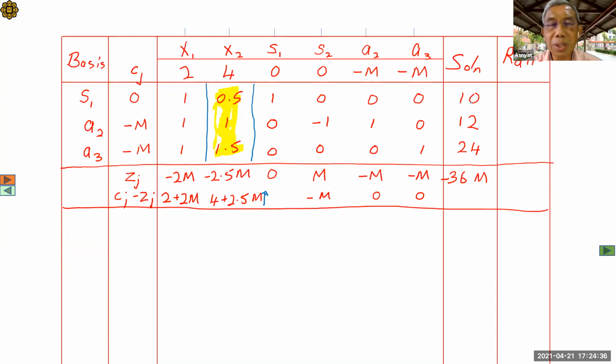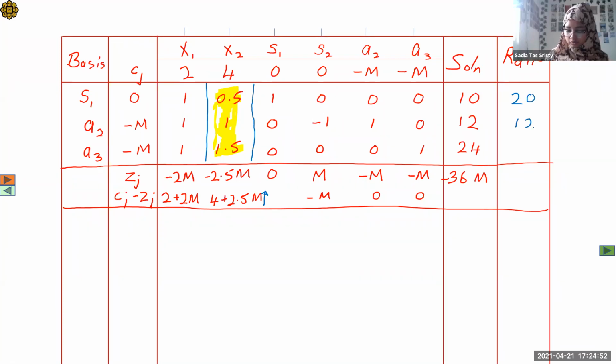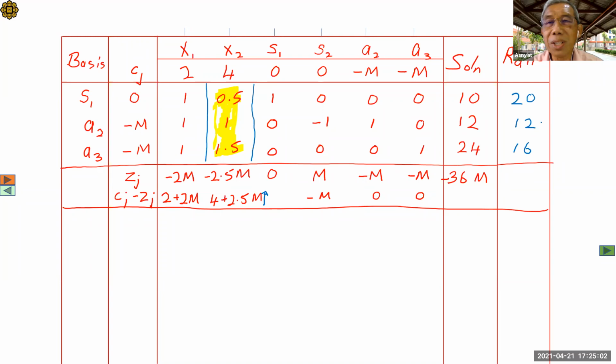So solution divided by pivot column coefficients. Sister already said 20. Okay, 20. The next one? 12. The third one? 16. Yes, 16, right? So which one will leave? A2. Why A2? We choose the lowest ratio.